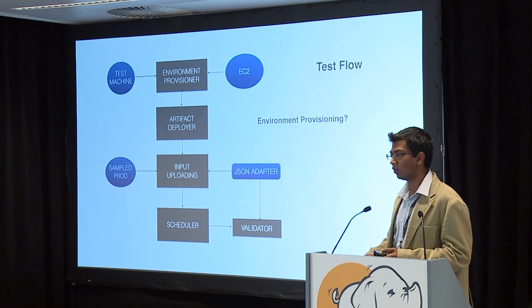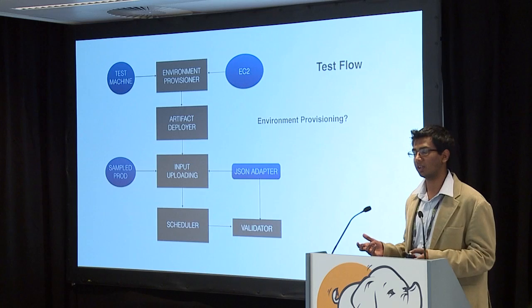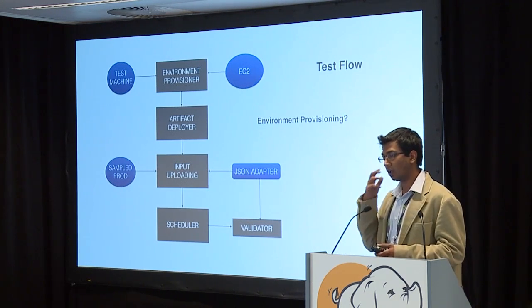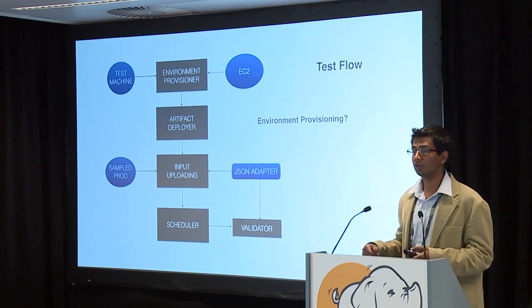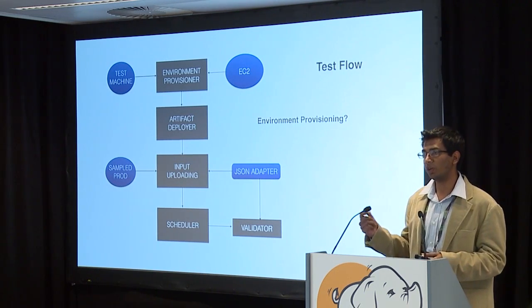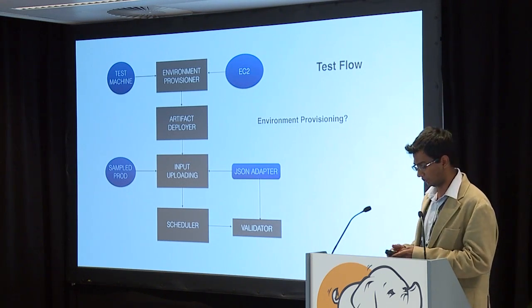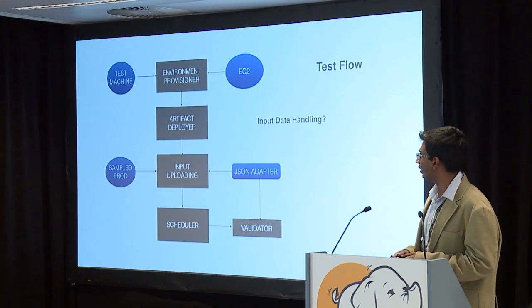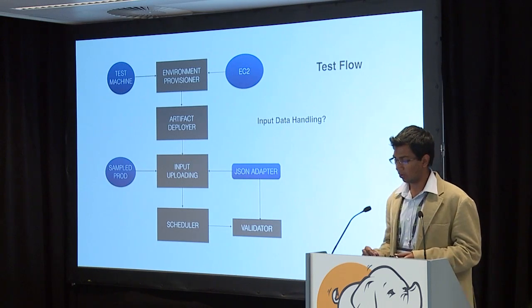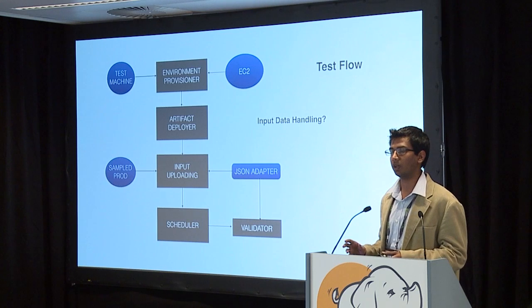Secondly, once you have all your services ready, all your Hadoop services ready, all your Falcon ready, all your Oozie ready, now you want to install your user distribution onto that machine. So the artifact deploys your artifacts on the test machine, right? After that, you have your machine ready with your user libs deployed, your user jars deployed.